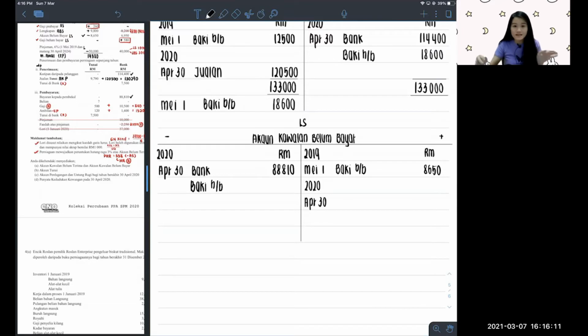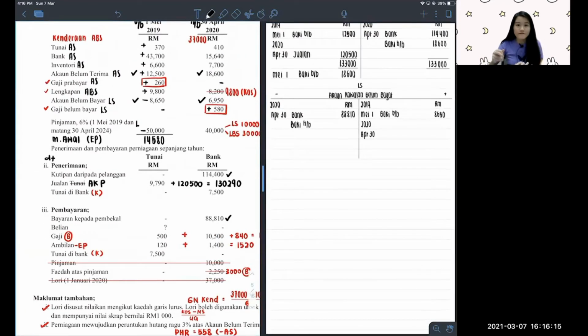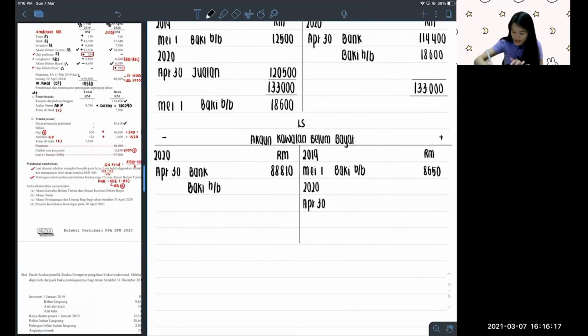So Baki HB, yeah, take back the same way you took your Baki BB, 6950. 6950. So we combine together. We want both sides to be balanced, right? That's why, yeah, we're gonna jumlahkan 88,810 plus 6950. The debit side, we are looking at 95760. Okay, both sides also want the same thing.